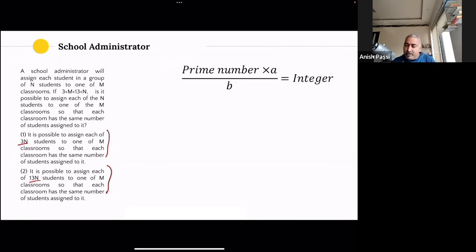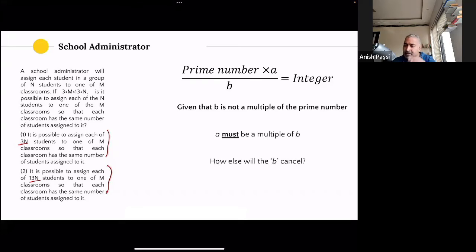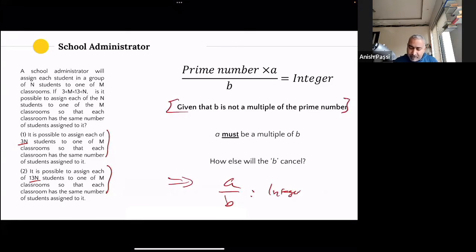All right. So what we had here was prime number times a upon b is an integer. And according to the second statement, we knew that the denominator is not a multiple of the prime number. That means that the other term in the numerator must be a multiple of the denominator. Otherwise, there's no way that the b will get cancelled. That means a upon b is an integer. Given this piece of information, that's exactly what's happening in the second one. This is not what happened in the first one. The factors of 3 in the middle, 6, 9, 12, could cancel with the additional 3. Now you tell me the whole question.